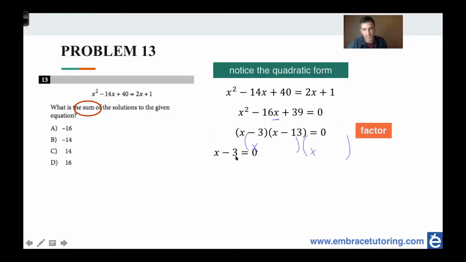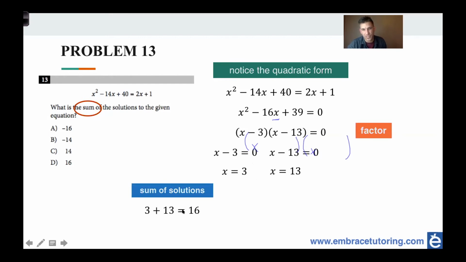And when I set both of these equal to 0, I'm now going to do x equals positive 3, right? And then x equals positive 13. And I want to know what is the sum. So I have to add these together, right? So 3 plus 13 equals 16, making D the answer to my question, all right?